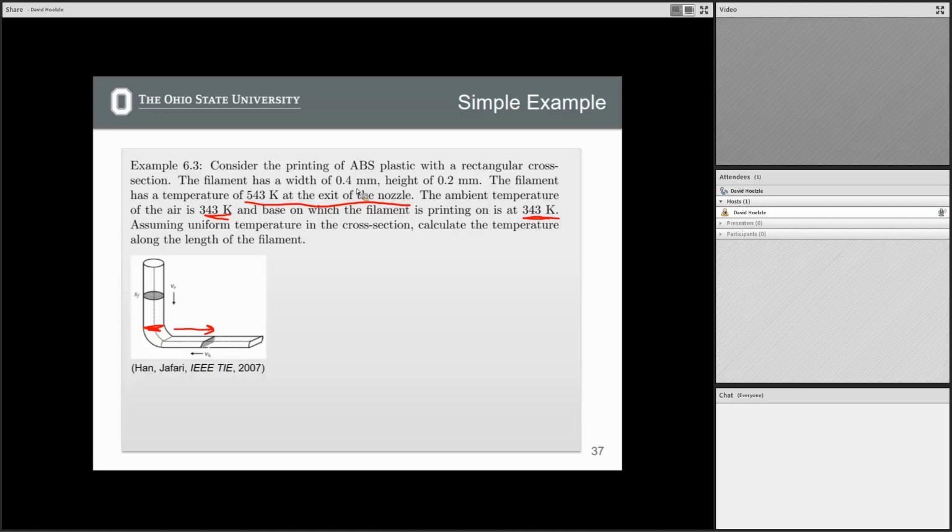Any questions on the material extrusion? Yes, AJ.